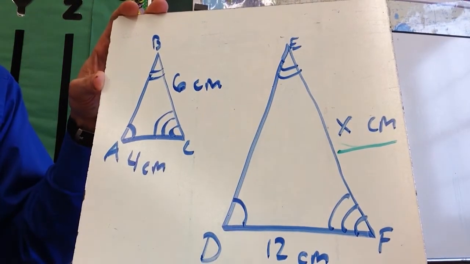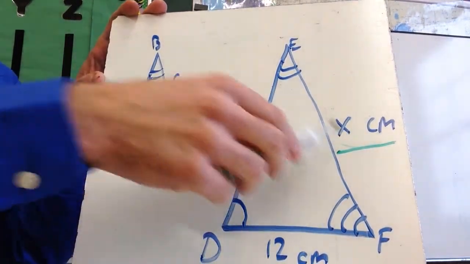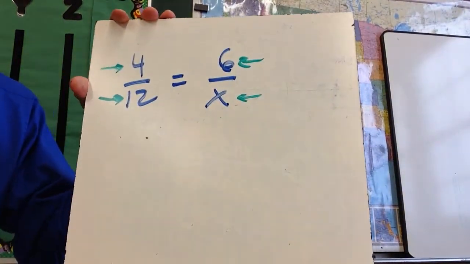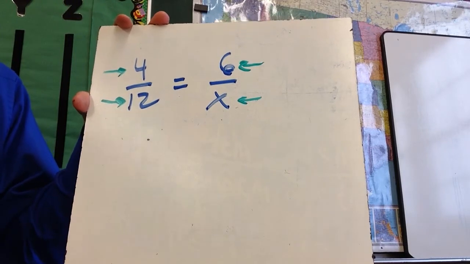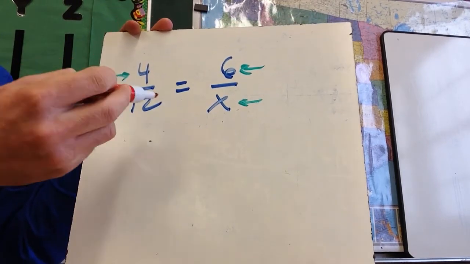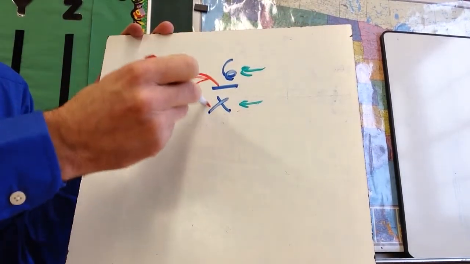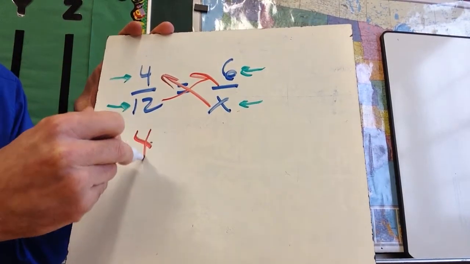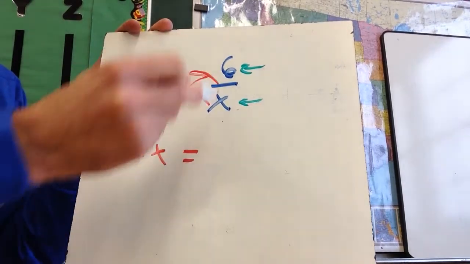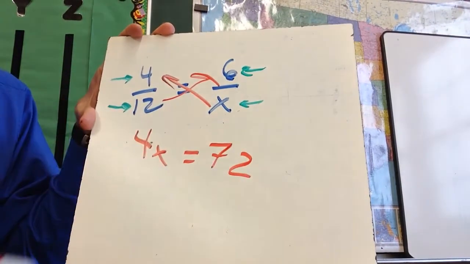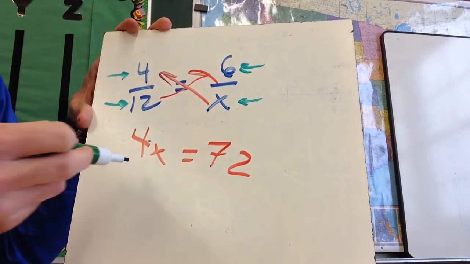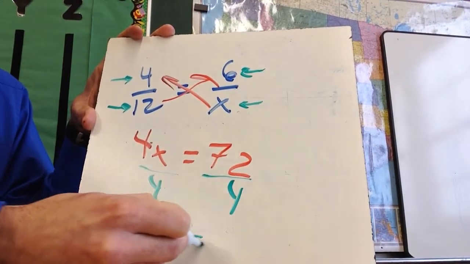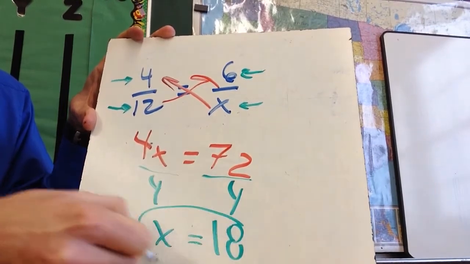You could go the opposite way. I could go 12 over 4 equals x over 6, and it would just look the opposite of this. Either of those would be all right. So once I want to solve this, I'm going to cross multiply. Remember, I'm keeping the numerator on the side, so this becomes 4x on this side, and that is 72. Then I'm going to divide both sides by 4, and so x equals 18.